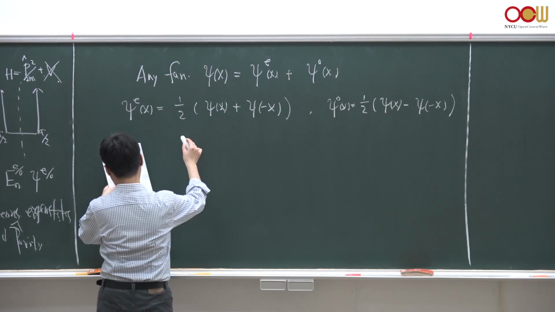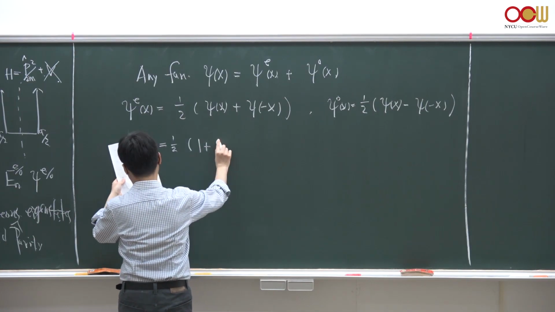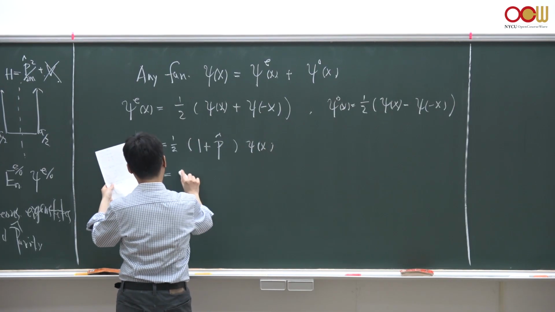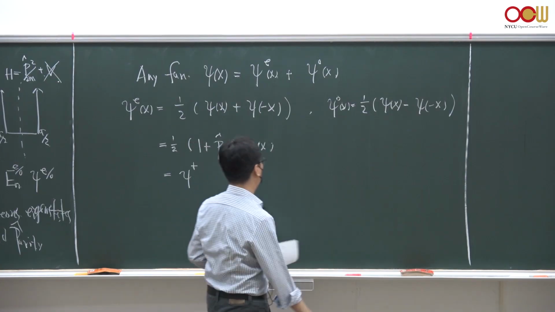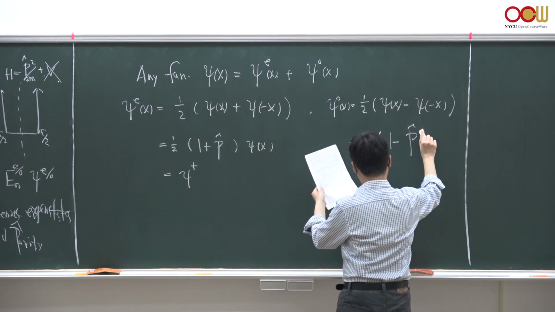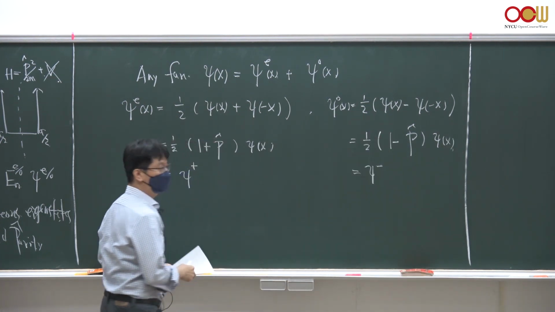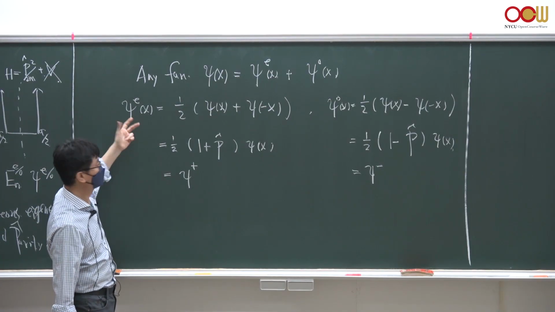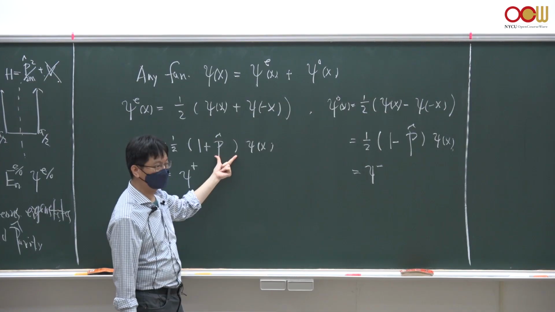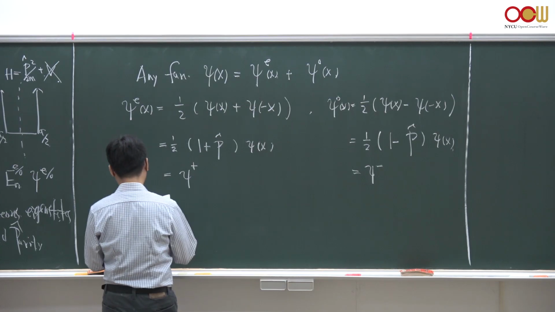And so if you rewrite this even component, you get 1/2 of 1 plus the parity operator acting on psi of x, which I call psi plus. For the odd, we get 1/2 of 1 minus the parity operator acting on psi of x, which I call psi minus. This is just a notation, right? So this is just saying that psi of minus x could be rewritten in terms of the parity operator acting on psi of x. Here comes a non-trivial statement.